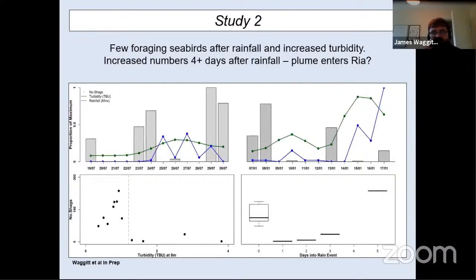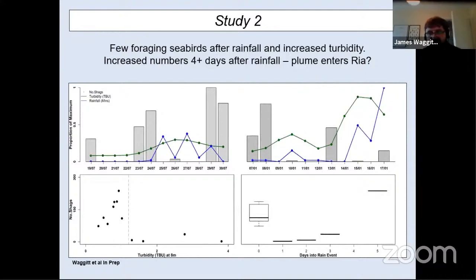And we think this is because the increased turbidity just means the birds can't find fish. So these are sight feeding birds, and they're not finding fish as easily. And just to show you that a bit more simply, in the bottom left you'll see a simple comparison between the numbers of feeding shags and the turbidity, and you'll see there that at around 1.5 NTU, the number of birds drops off. So there seems to be a threshold.